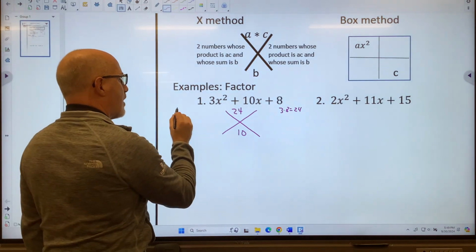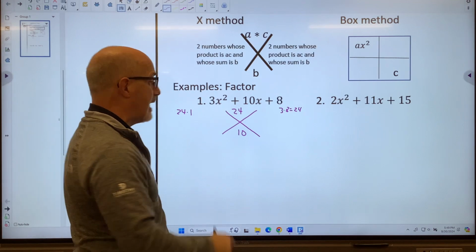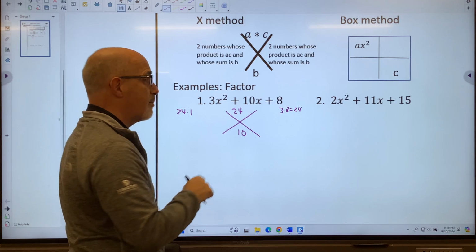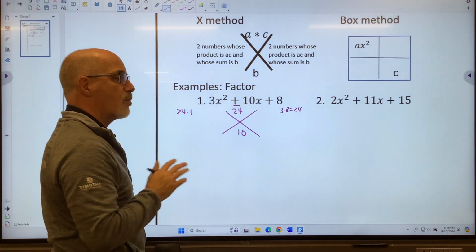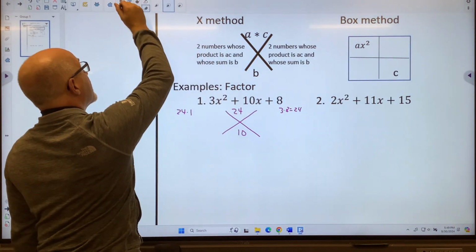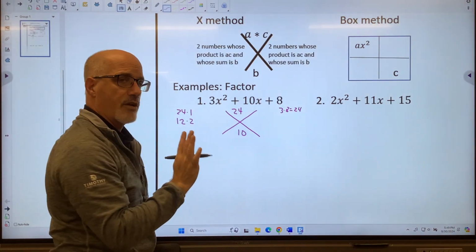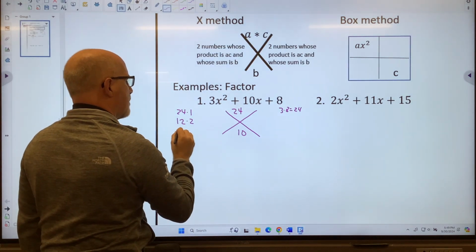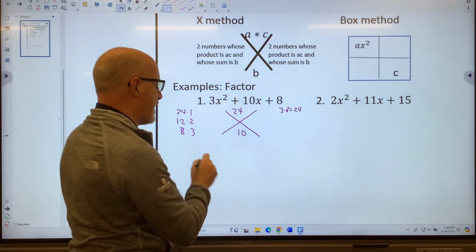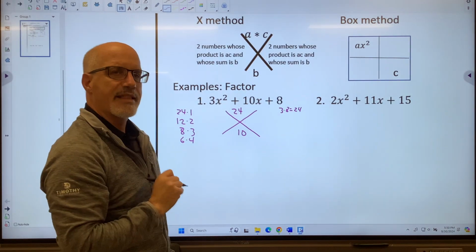Now if you listed them out, 24 times 1 is equal to 24. That does not add up to 10. And remember, these could be negative because two negatives could multiply together to give you 24 as well. But since this middle one's positive, we're going to go ahead and just use the positive ones instead. So now the next one, we could do 12 times 2. Those do not, that's close, but they don't add together to give me 10. The next one's going to be 8 and 3, getting closer. 8 plus 3 gives me 11, but doesn't equal 10. And then we've got 6 times 4. 6 plus 4 is equal to 10. That's the one I want to use.